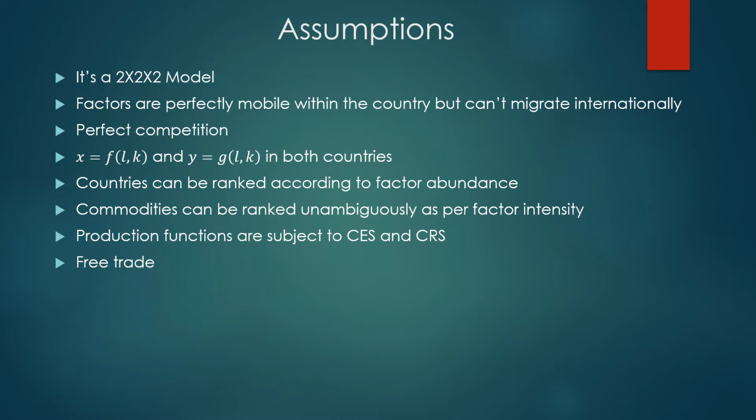Now, similarly to countries, the commodities can also be ranked unambiguously as per factor intensity. That means if one commodity is relatively labor intensive, it will remain a labor intensive commodity. That means there is no chance of factor intensity reversal. Production functions are subject to constant elasticity of substitution and constant returns to scale. And next, the trade will be free trade. Initially we consider there will be free trade. That means there is no existence of any kind of trade barriers.